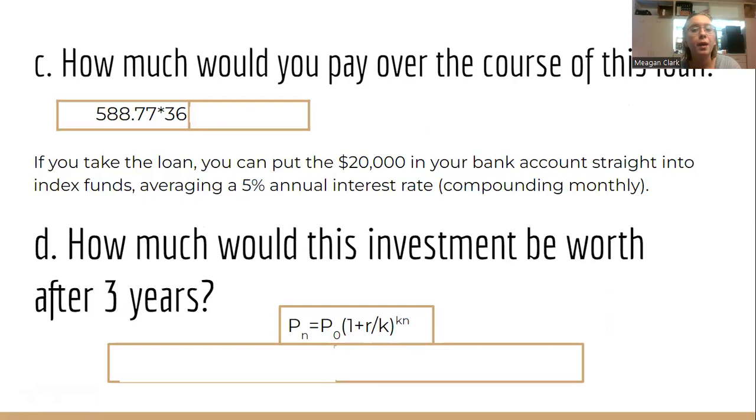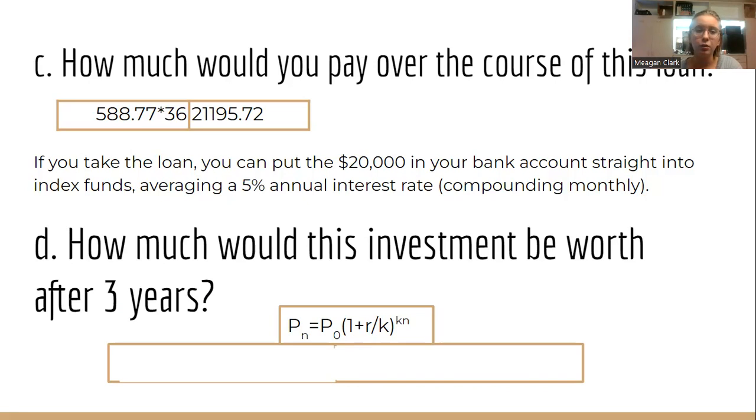C, how much would you pay over the course of this loan? And this is a 3-year loan paid monthly, so 3 times 12, being 36, would get multiplied by the $588.77, giving you $21,195.72 in total getting paid.